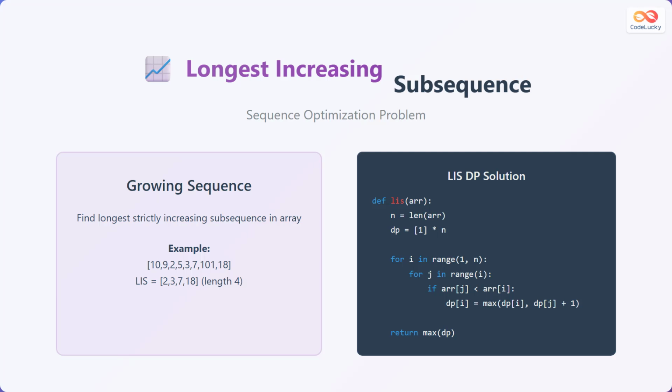The longest increasing subsequence problem asks us to find the longest subsequence in an array where elements are in strictly increasing order. For the array 10, 9, 2, 5, 3, 7, 101, 18, the LIS is 2, 3, 7, 18 with length 4. The basic DP approach uses a one-dimensional array where dp[i] represents the length of the LIS ending at index i. We initialize each position to 1. Then for each element, we look at all previous elements. If a previous element is smaller, we update the current position to be the maximum of its current value, or the previous LIS length plus 1.